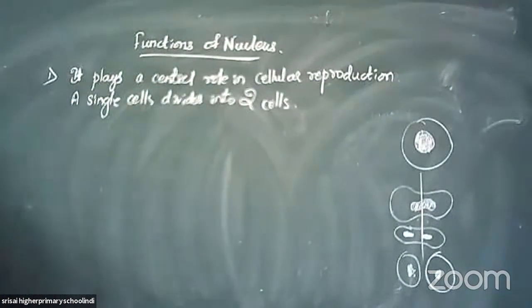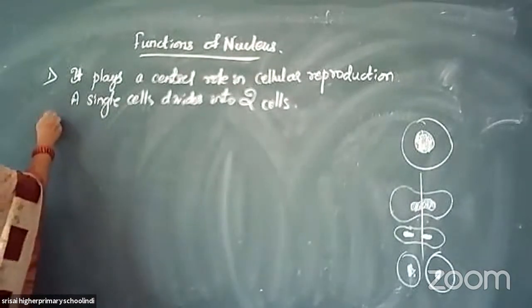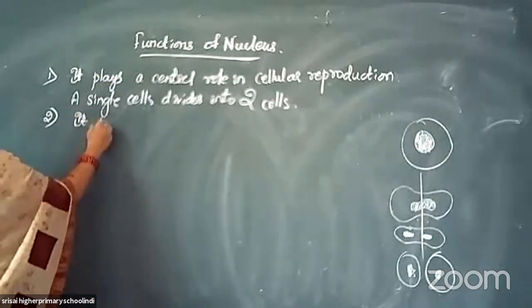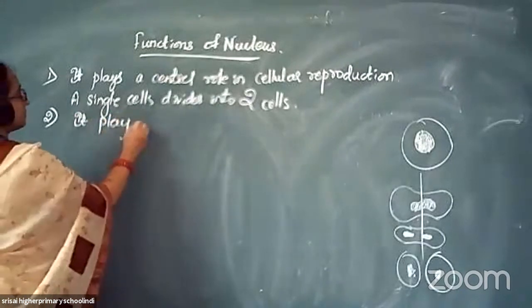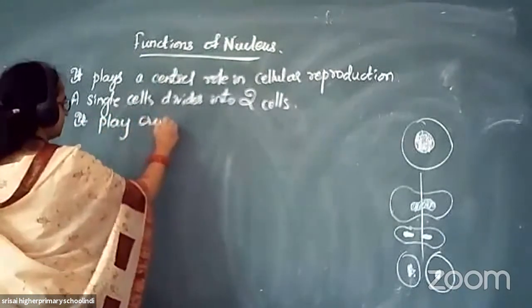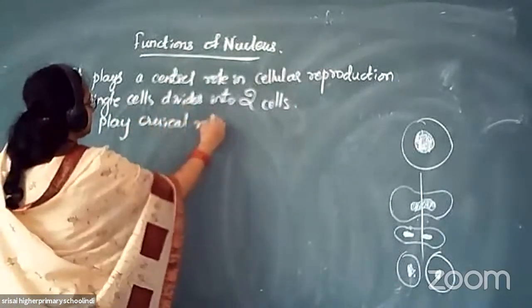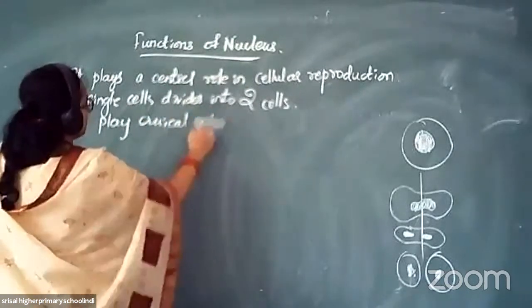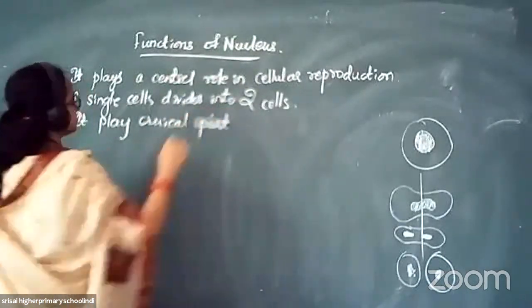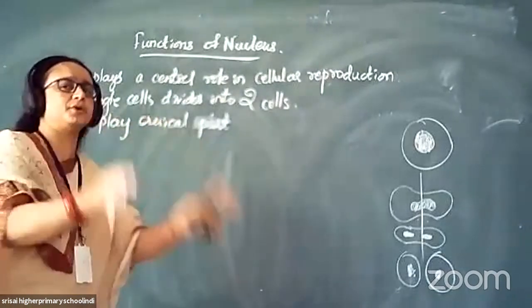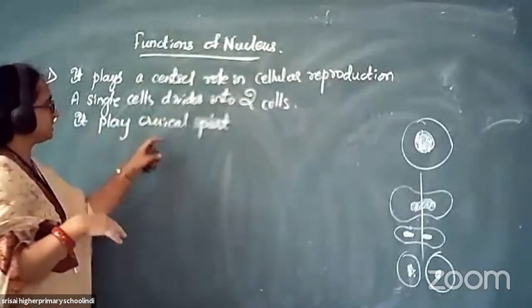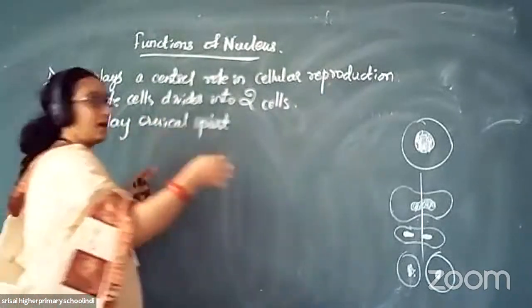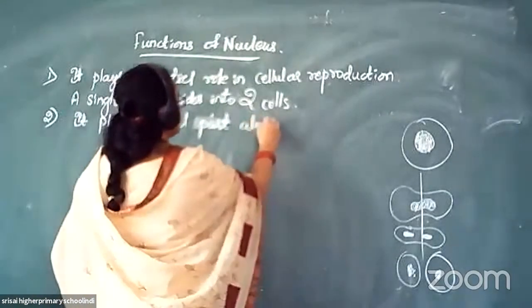So next thing is, what it forms, it will exhibit maturity during the development of the cell. Okay, take it down. Otherwise, it plays a crucial or important role. Crucial role means crucial part. Just English words. The main thing is it is doing a very important work. Okay, it plays a crucial part along with the environment.